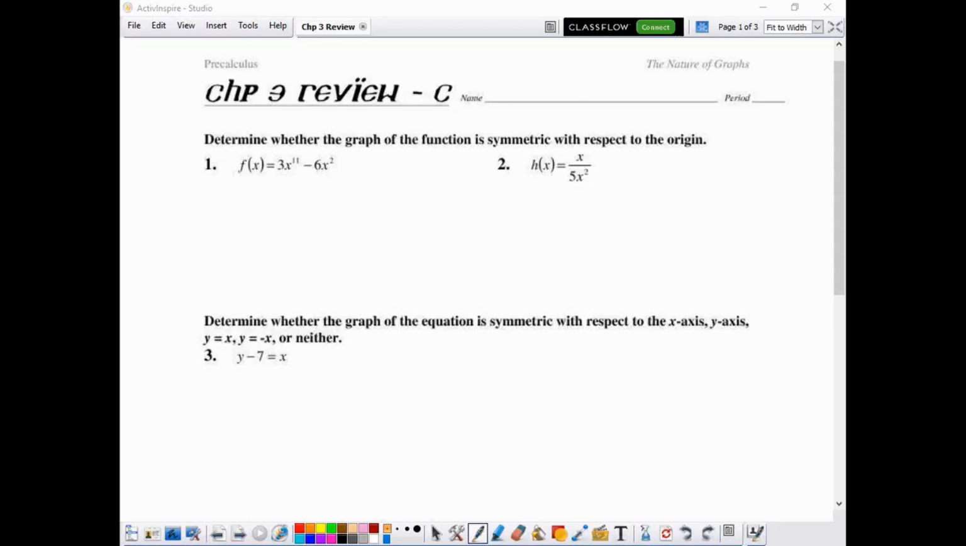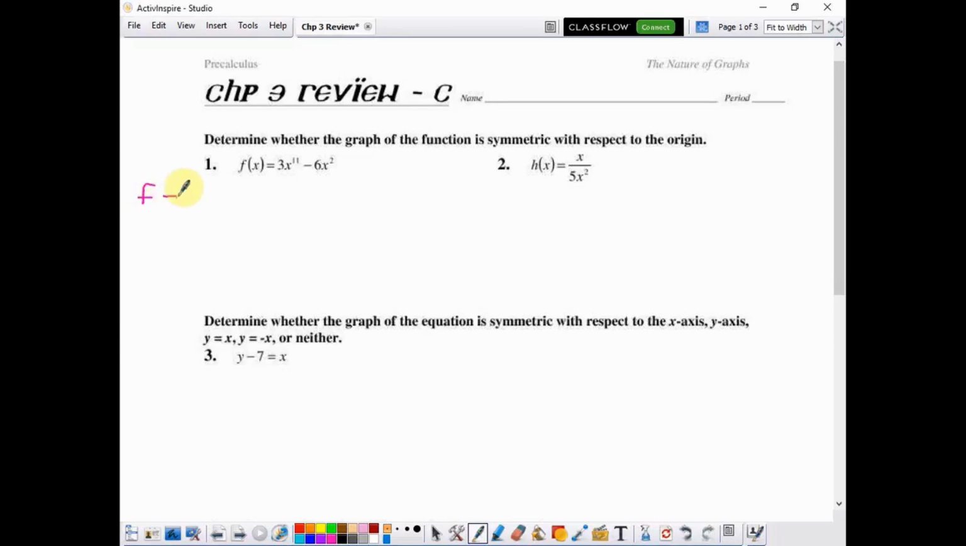All right, guys, it is time to review our topics from Chapter 3. So we're going to start with symmetry within functions and how to algebraically identify that symmetry. The first section here is about identifying symmetry with respect to the origin. That means, does this function have rotation symmetry with the origin (0, 0) as the center of rotation? So here's how you algebraically find out.